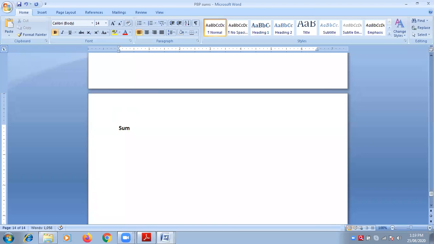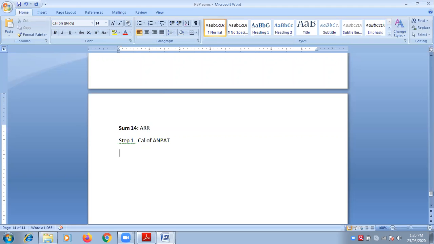Sum number 14. ARR. That's it. Step number 1 is calculation of average net profit after tax, ANPAT, because it is not available.